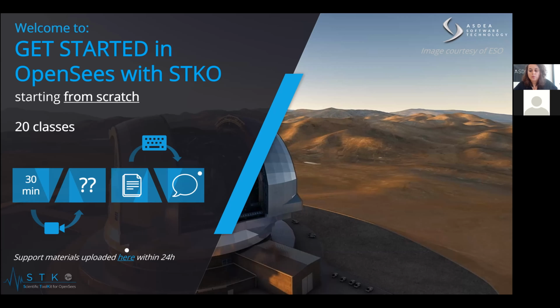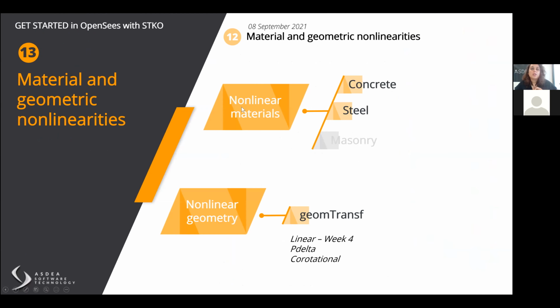So just moving forward, we're going to talk about how to model nonlinear materials for concrete and steel, and nonlinear geometry. Actually, it's very basic what you do in OpenSees and STKO to do these couple of things. And it's more about constitutive models than actual programming or finite element modeling. But we have to go through this, otherwise we will not know how to move forward.